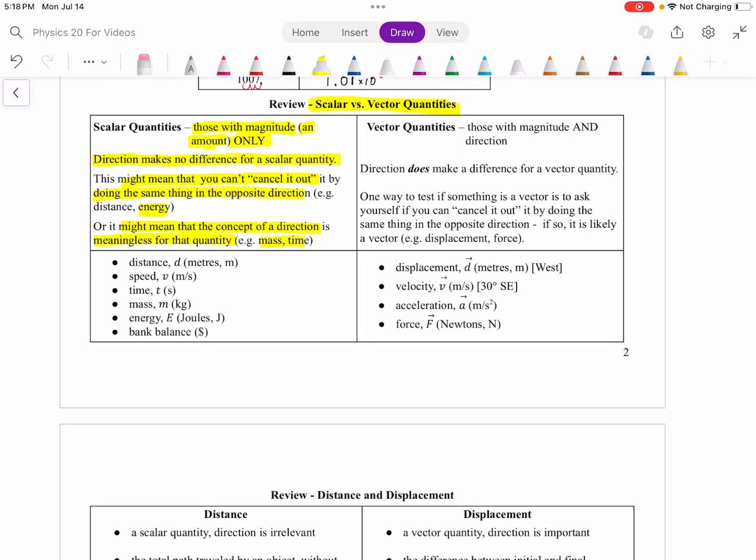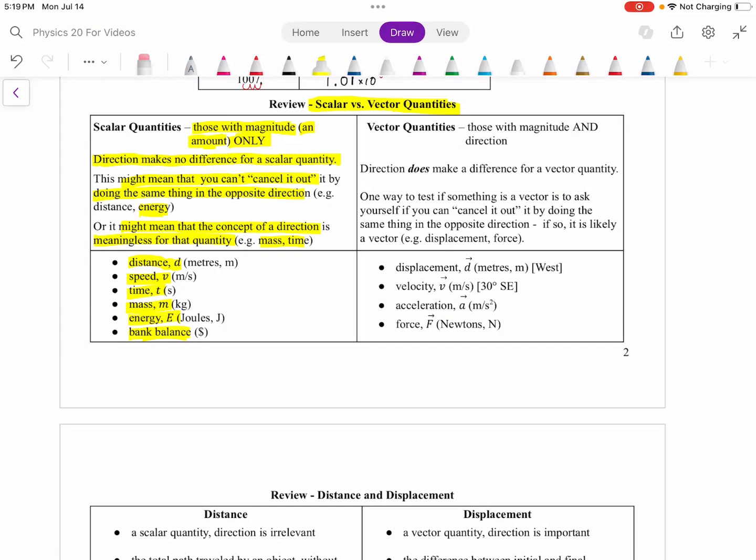Okay, so some examples of scalars that you've seen before and you'll definitely see again: distance, right? Speed, time, mass, energy, or like bank balance, right? Money is a scalar quantity. You don't have money east or money north, you just got money. It has an amount, but no associated direction.